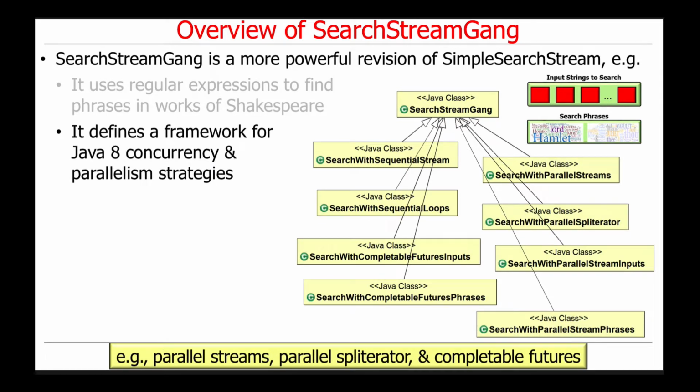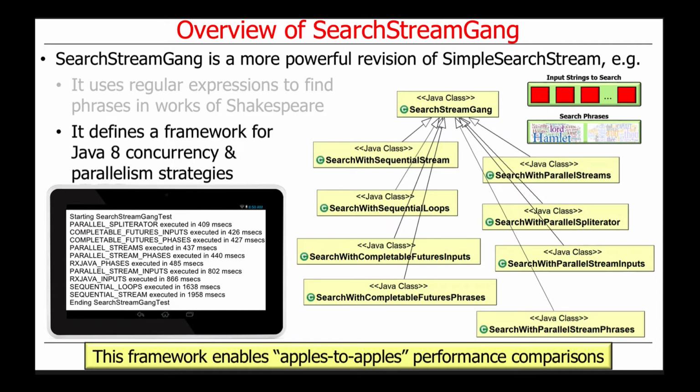The actual implementation of SearchStreamGang uses this framework, which has a whole bunch of different Java 8 concurrency and parallelism strategies. So it has parallel streams. It has this thing called a parallel spliterator, which is basically even more parallel than a parallel streams approach. It has completable futures. It's also got a bunch of other things like RxJava, which is a reactive streams model, and it has a couple of different variants of that as well.